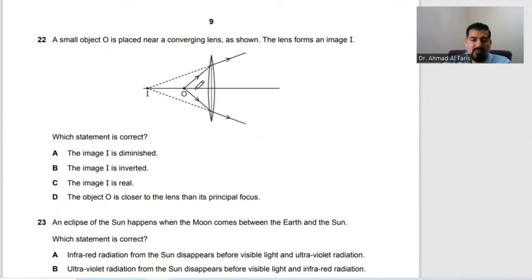Yes, in this situation, we are not talking about rays that meet, we are talking about the extension of the rays. So we're talking about a virtual image, and the only case for a virtual image is when the lens acts as a magnifying glass. It will be larger, not diminished. It will be erect, not inverted. It will be a virtual image, not real. And this happens when the object O is closer than the principal focus, which is somewhere here. So the answer is D. Thank you.